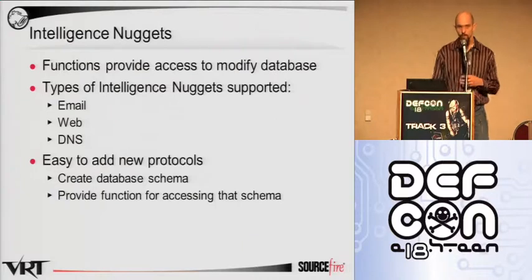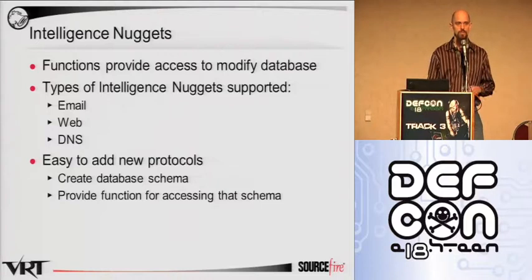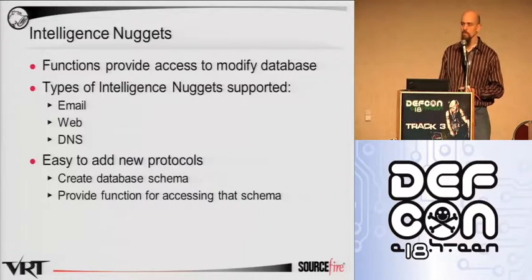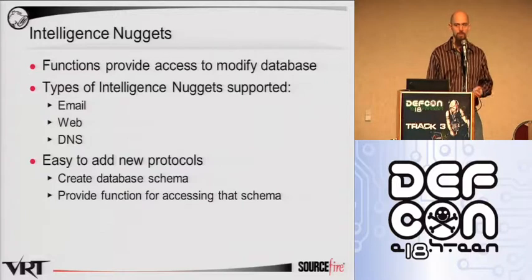Intelligence nuggets, like I said before, are not necessarily event data or alert data. It's just data that we're adding that we want to be able to keep track of later in case we're trying to track something more intense. So as such, they are really interfaces for adding information to the database. The types of protocols that we have right now are email, web, and DNS, but more protocols are on the way. And if you have any other types of data that you want to put in there, it's really as simple as creating the schema for storing that data, creating a function for populating that schema, and you're on your way.